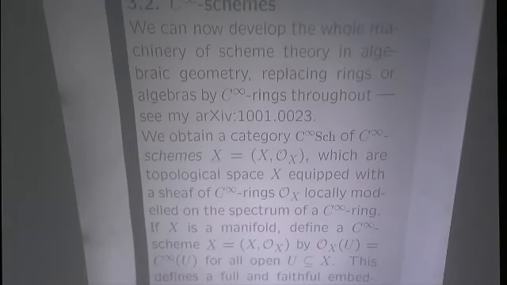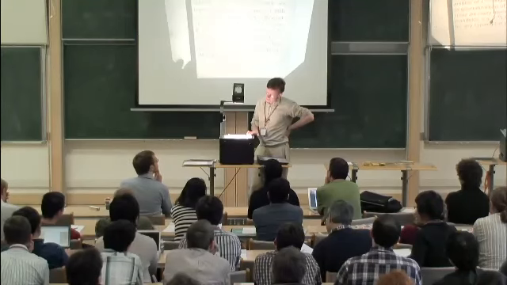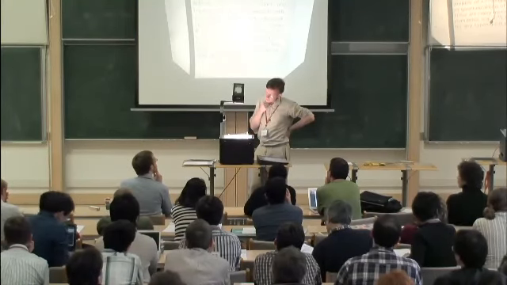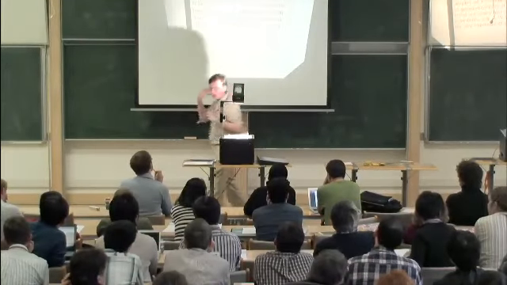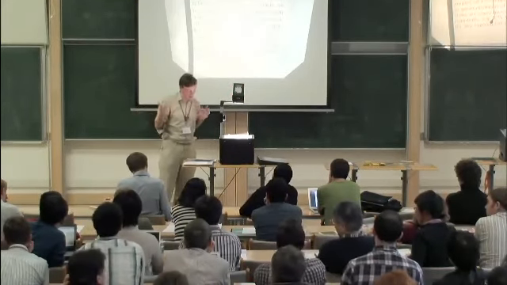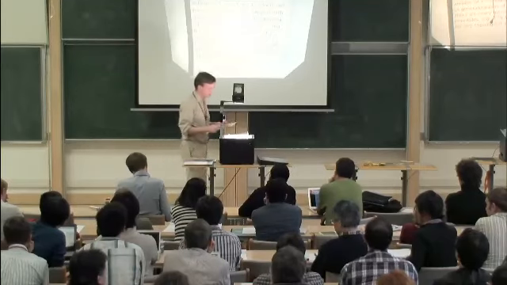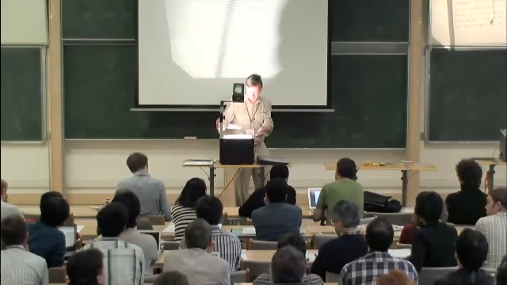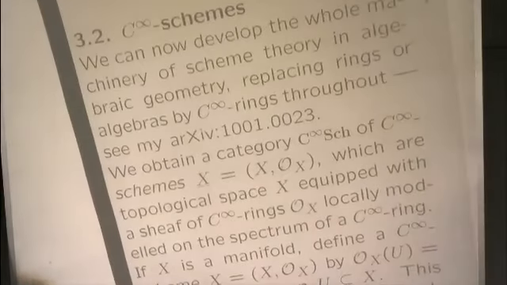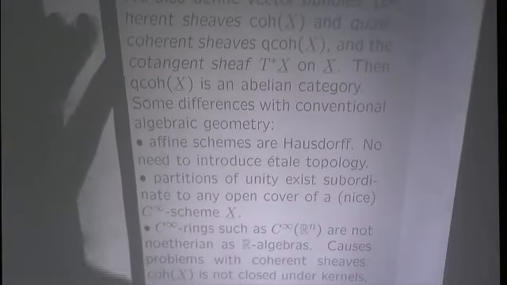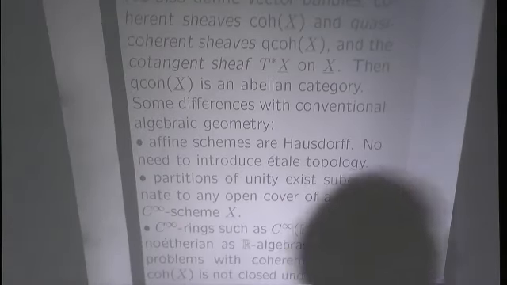You might have to worry, you certainly need some kind of Hausdorffness conditions, I would think. Okay, so we now get a full and faithful embedding from manifolds into C-infinity schemes. That is, this notion of C-infinity schemes captures your notion of smooth map between manifolds correctly. You can define vector bundles and coherent sheaves and quasi-coherent sheaves and the cotangent sheaf T star of X on this. And this becomes an abelian category.